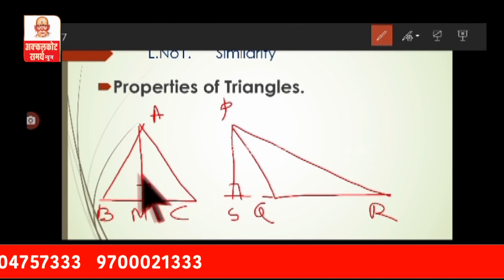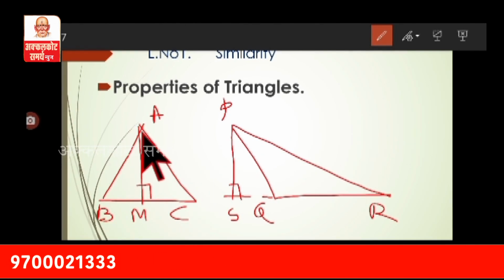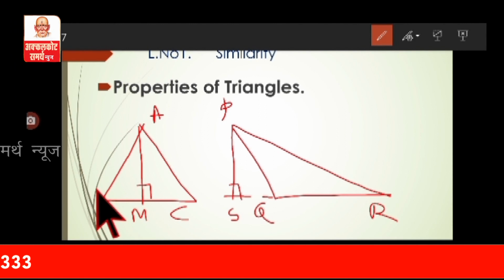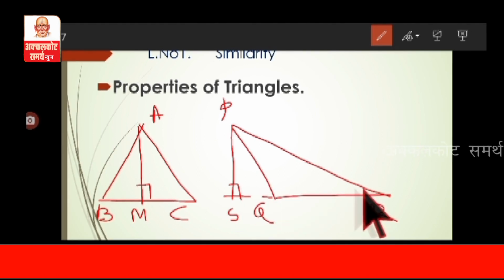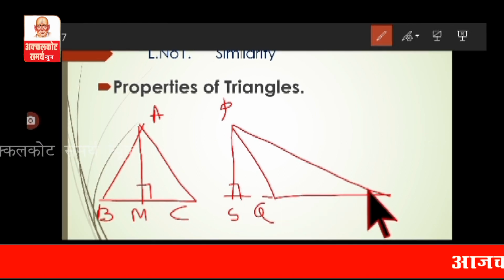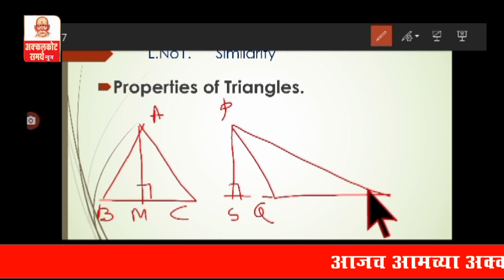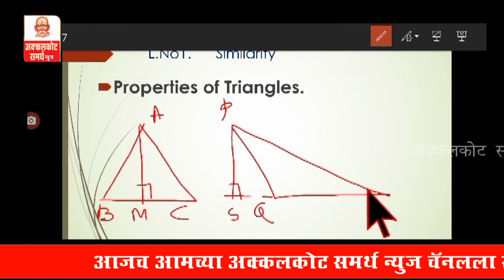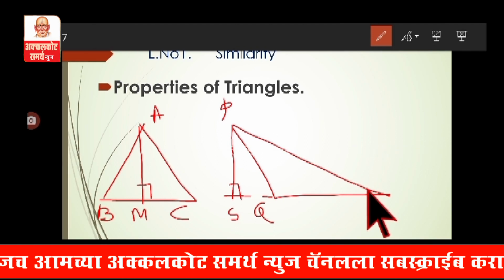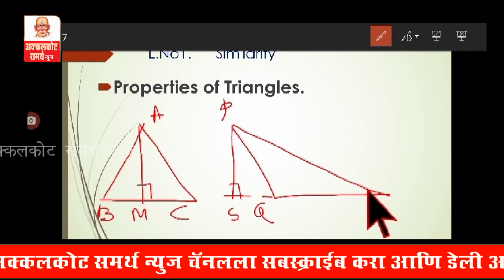Okay, so see here, in triangle ABC, AM is the height and BC is the base, and in triangle PQR, PS is the height and QR is the base. Okay, understood? So now we are going to study the areas of these two triangles. So in general, what is the formula for area of any triangle?